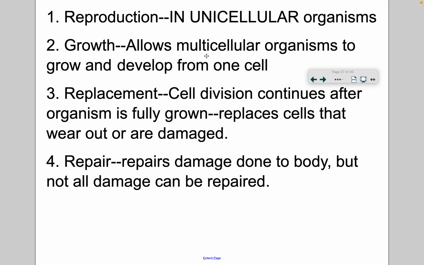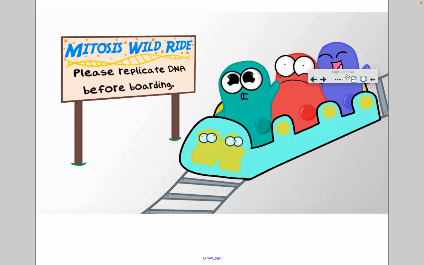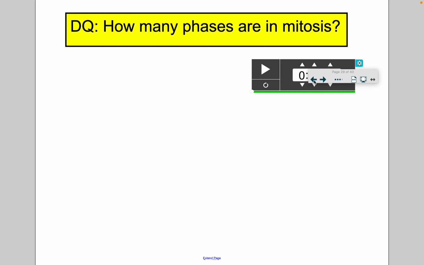So growth allows multicellular organisms to grow and develop from that one cell. We have replacement because you lose cells all the time. Your skin exfoliates skin cells that become worn out and damaged. Your stomach cells replace themselves almost every three days. Repair: when you get a cut, a paper cut, a bruise, there's damage done to your body, but not all that damage can be repaired, and that's what you get with scars. Okay, so that's 3.2 notes.